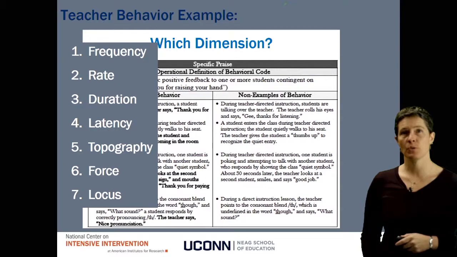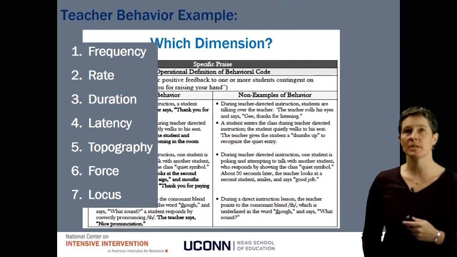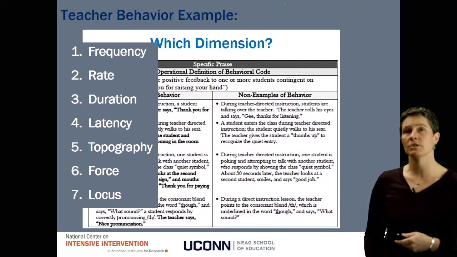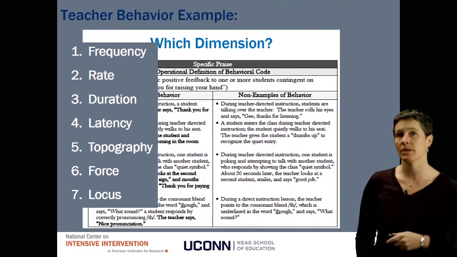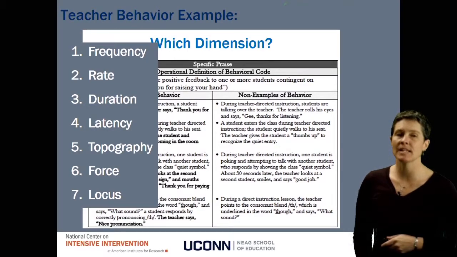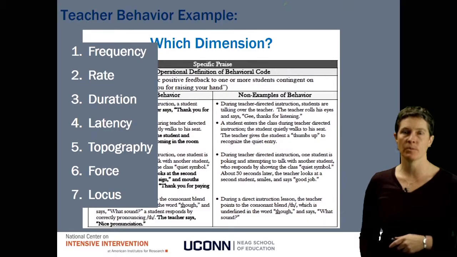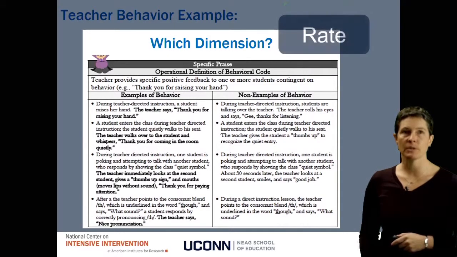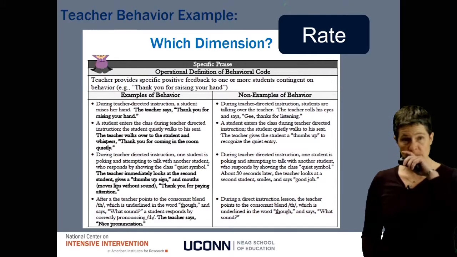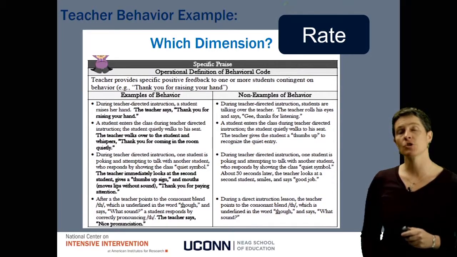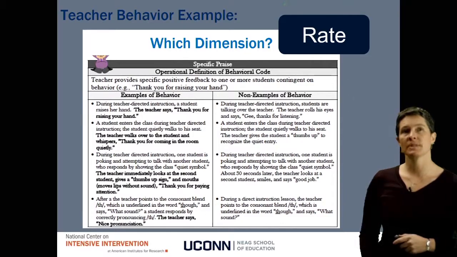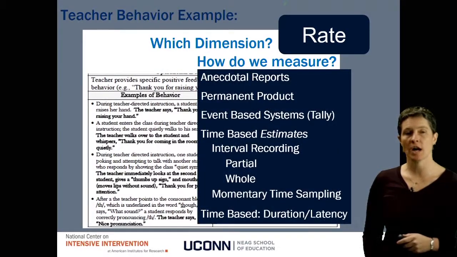Here's your options. If you want to remember back to that last section, remember the dimensions of behavior are frequency, rate, duration, latency, topography, force, and locus. Which one would we likely be most interested in for specific praise? Probably the frequency or the rate. In this case, we chose to measure the rate. If we want to measure rate, which measurement system might we choose? Remember, these are your options.